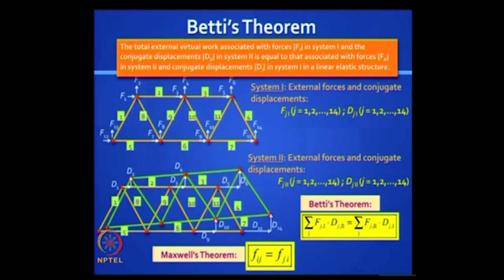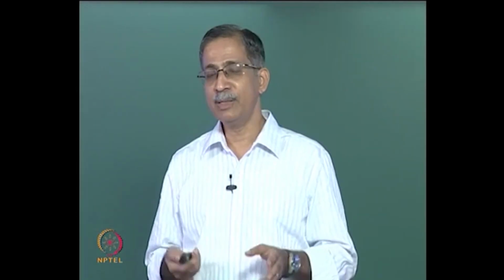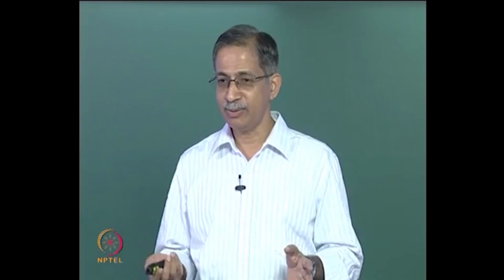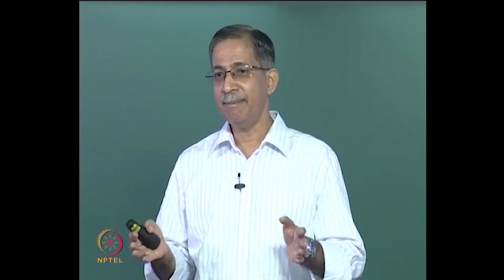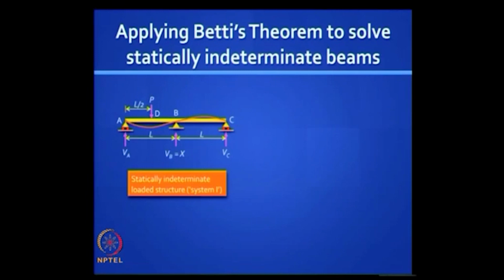Now the word conjugate has a special meaning. It comes from the word conjugal, which really refers to a marriage between a force and a displacement, but they really refer to the same coordinate location. So let us now see a demonstration of Betti's theorem.